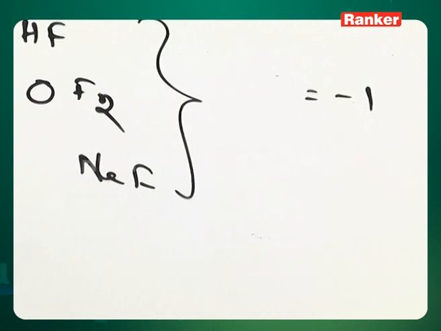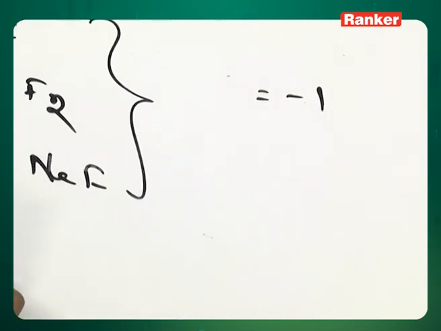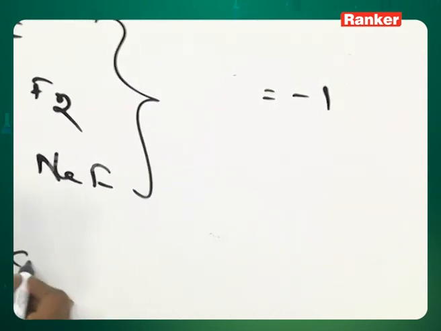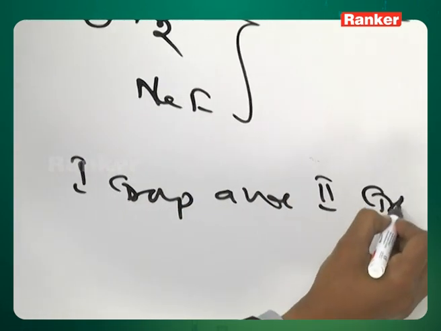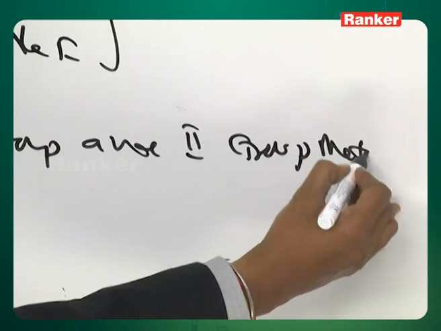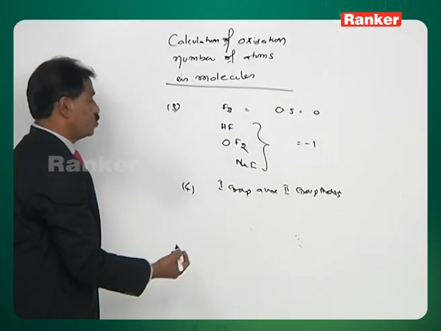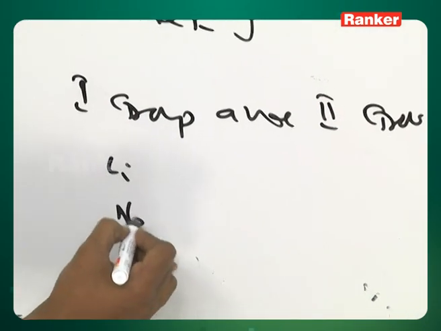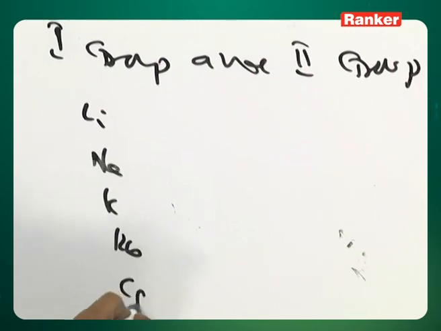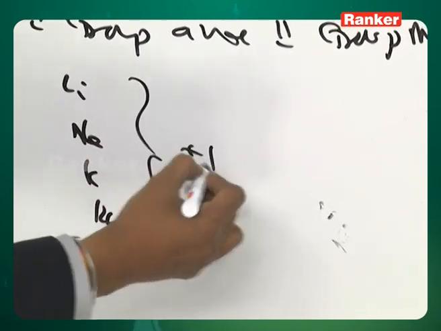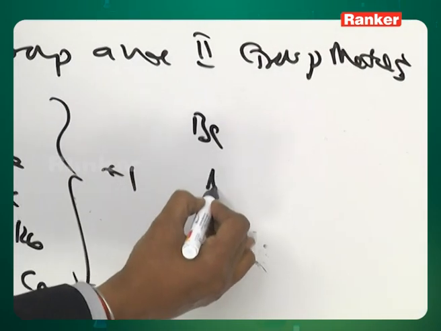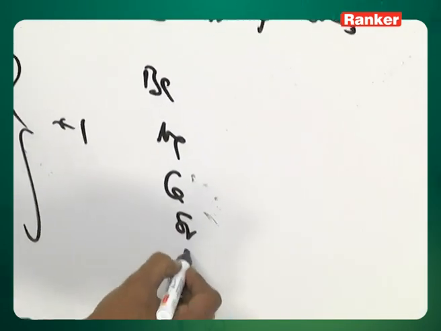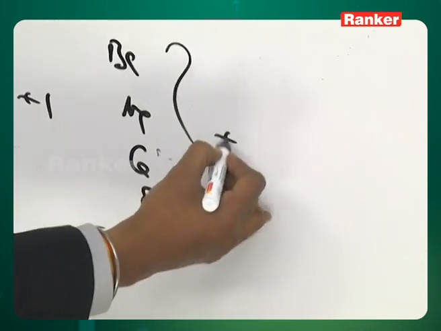Next, the oxidation state of the first group and second group metals. For first group metals like lithium, sodium, potassium, rubidium, cesium, we will assign the value +1. For second group metals like beryllium, magnesium, calcium, strontium, barium, we will assign the value +2.